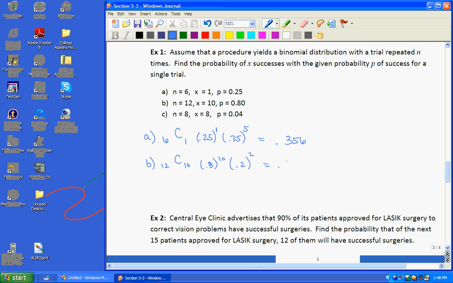And I'm getting 0.2834, 35. Okay, in this last one, I'm going to change this probability to 0.4 instead of 0.04, just so our numbers don't get so weird.